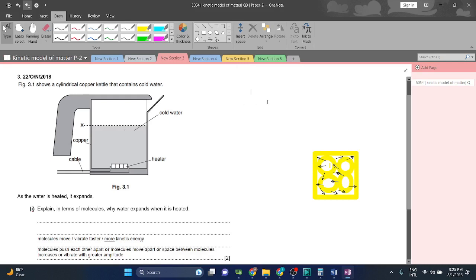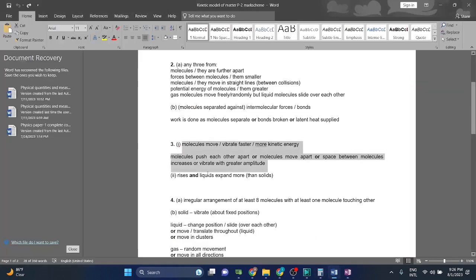In thermal expansion, gas expands the most, after that liquid expands the most, and after that the least expansive material is solid. So solid will expand less, but liquid will expand more than solid. That means the X level will still rise. Rises, expands more than solid.